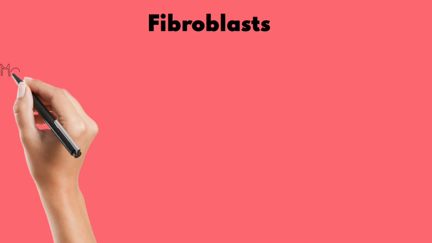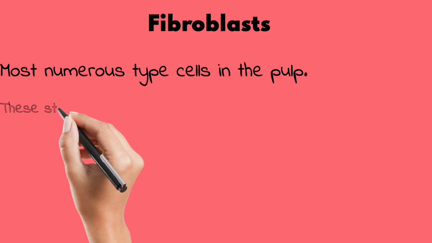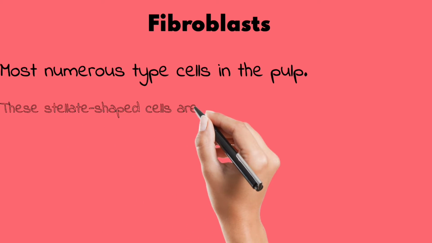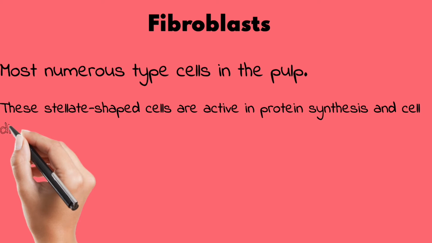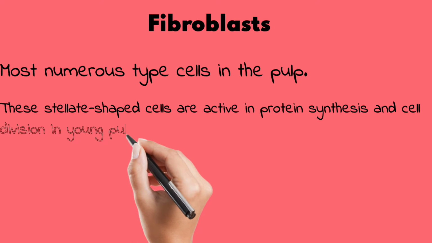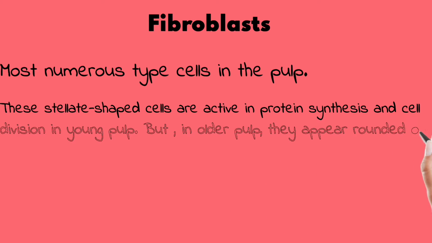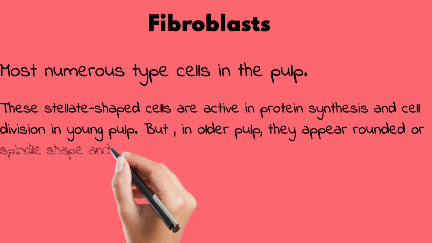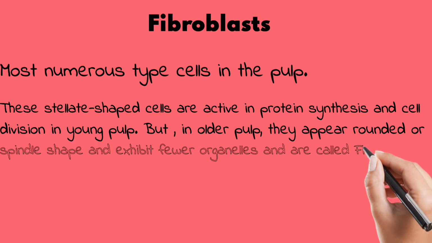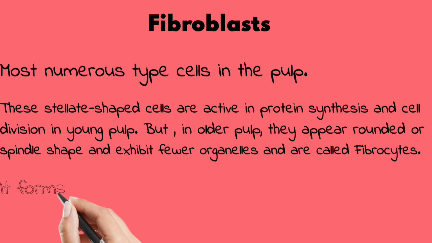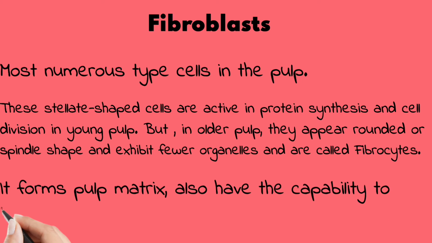Next, we have to learn about the fibroblast. These fibroblasts are the most numerous types of cells in the pulp. These fibroblasts are stellate shaped cells and are active in protein synthesis and cell division in the young pulp. In older pulp, they appear rounded or spindle like and exhibit fewer organelles, and then these fibroblasts are called fibrocytes. Next, we need to know that the fibroblast forms the pulp matrix and has the capability to ingest and degrade the same matrix.